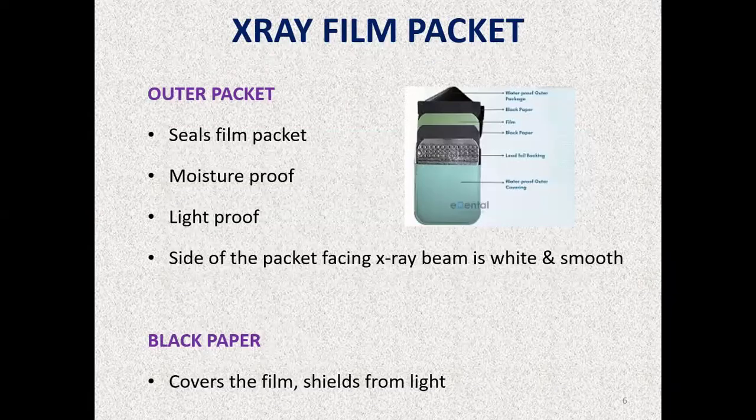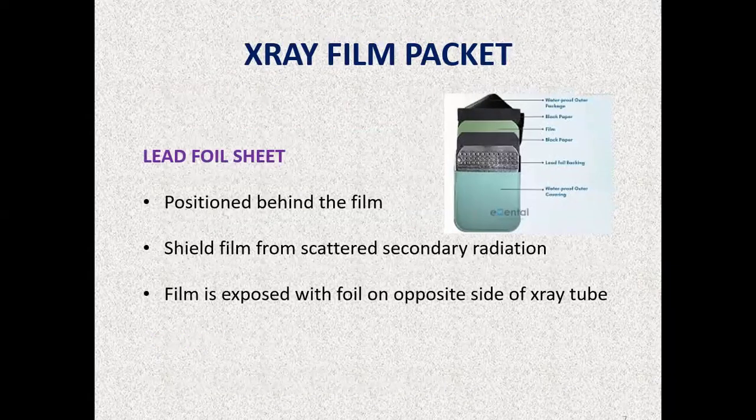Coming to the function of each component, the outer packet seals the film. It is moisture-proof, light-proof, and the side of the packet facing the X-ray beam is white and smooth. The black paper covers the film and also shields it from light. The lead foil is positioned just behind the film, and the function is to shield the film from scattered secondary radiation. And the film is exposed with the foil on the back side, on the opposite side of the X-ray tube.